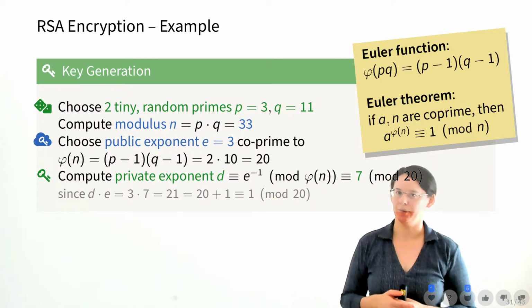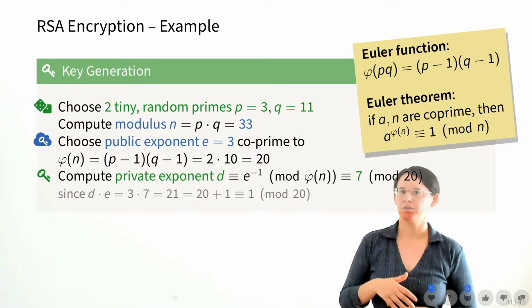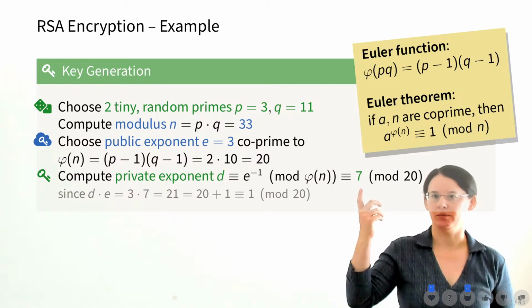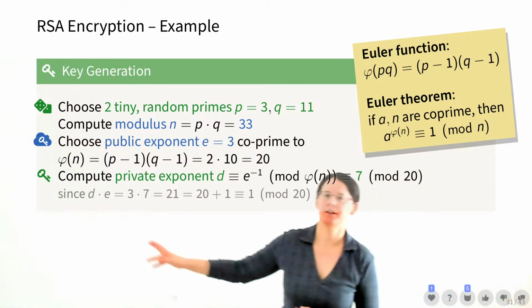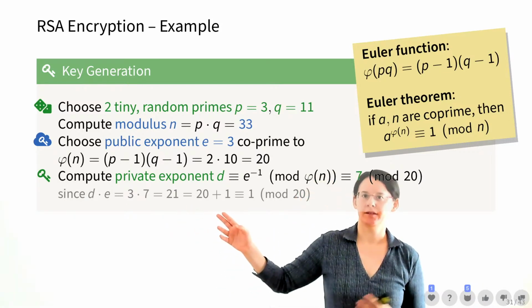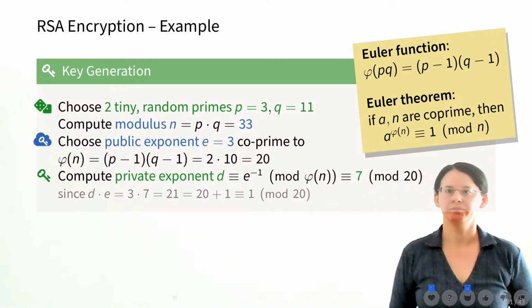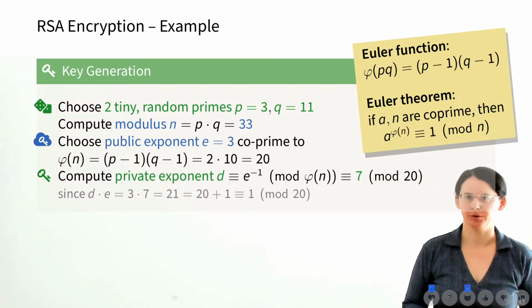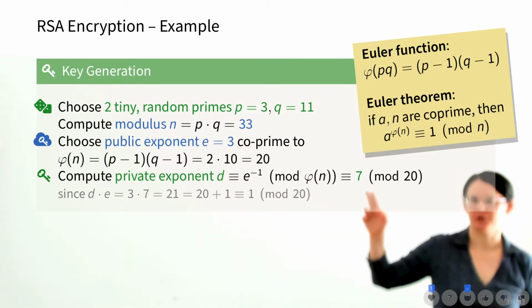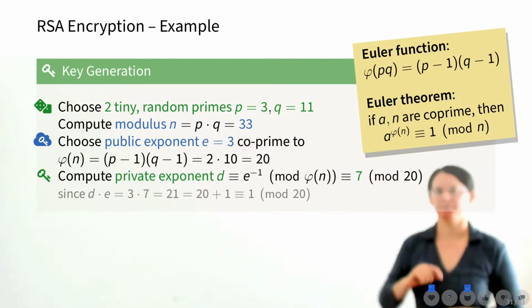So we're looking for a number, d, such that d times 3 equals 1 modulo 20. And this number is 7. Why? Because 3 times 7 is 21, and 21 modulo 20 is 1. So 7 is the correct answer here. That's the inverse. If we don't want to just verify the answer but actually compute it, we could use something like the extended Euclidean algorithm.